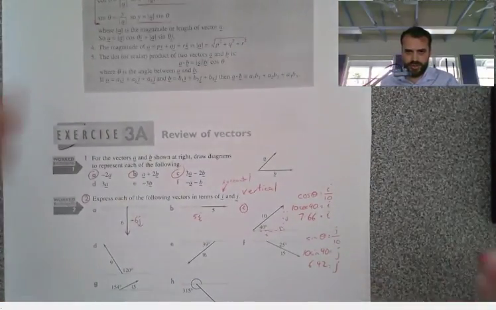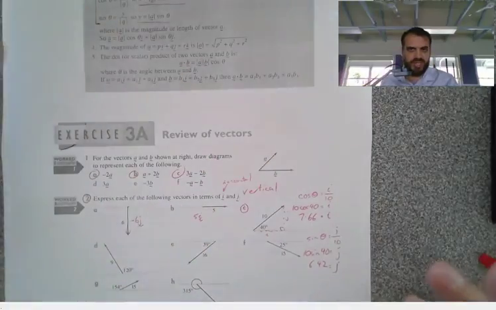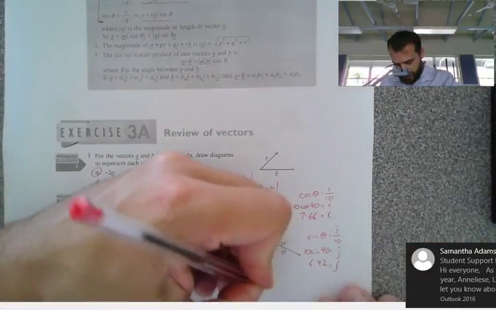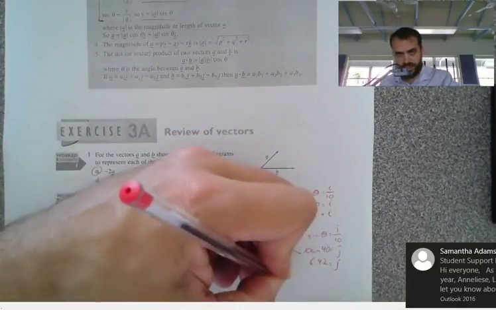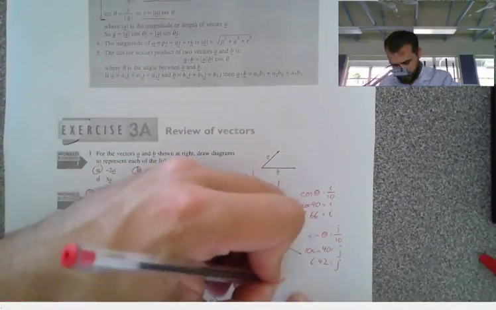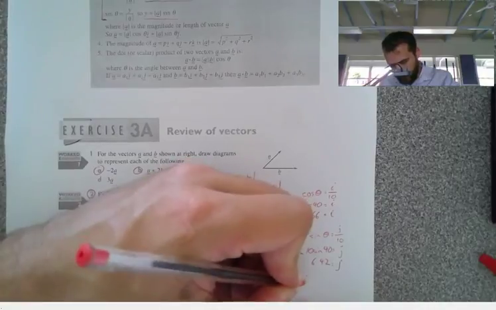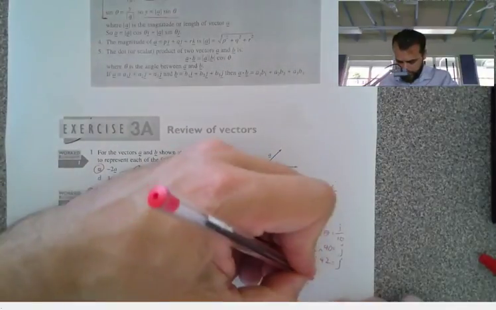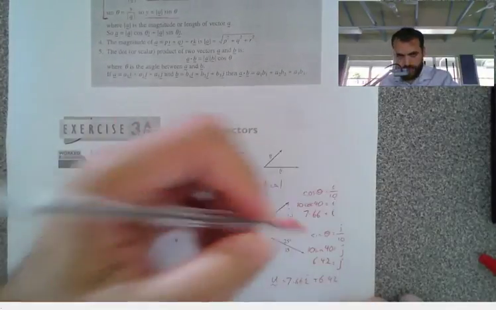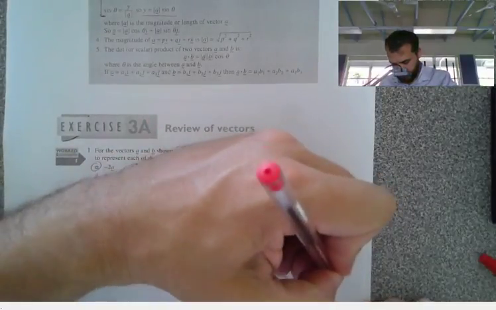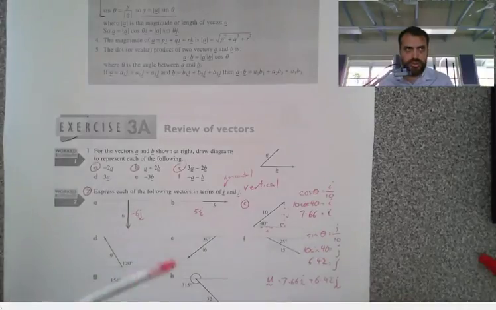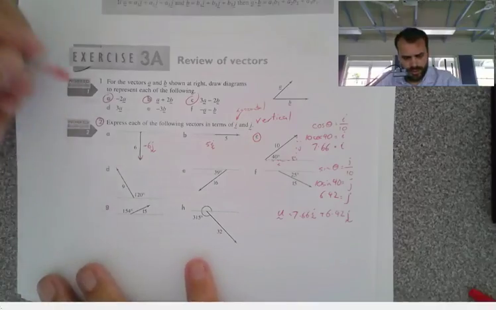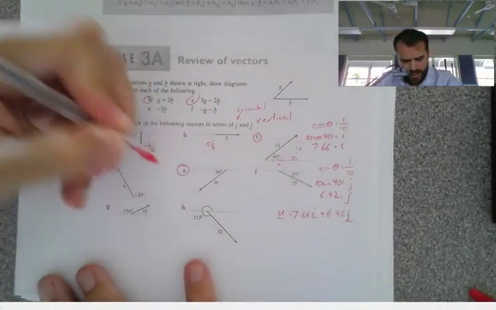We can finish this off by, let's say this vector is vector u. Vector u is equal to 7.66i plus 6.42j. Alright, that's C. I'm just going to do one more of these. The last one I might do is E.